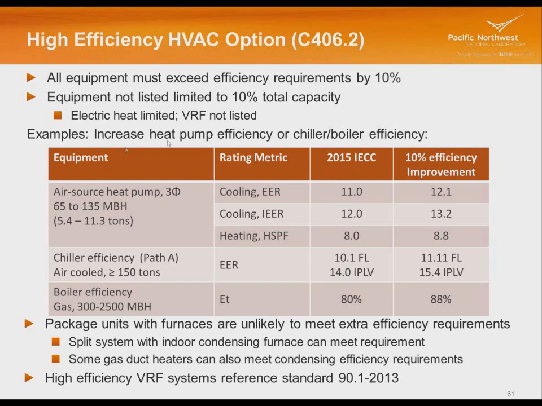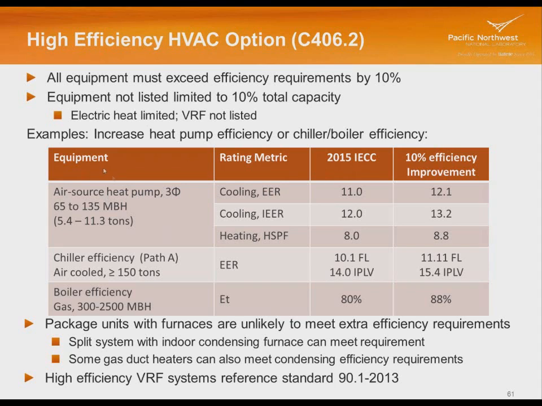So the idea here is we want to increase the heat pump efficiency, or the chiller and boiler efficiency, or even the furnace efficiency, although typically that would require a split system and a more residential type furnace within the building. Although, you know, it's difficult for package units with furnaces to meet the extra efficiency requirements, although you can do the split system with indoor condensing furnace, or there are some gas duct heaters that do meet the condenser requirements. So you could have an air conditioning only unit with a separate rooftop gas duct heater, or inside the building gas duct heater that met the higher efficiency requirement, 10% above the furnace requirements.